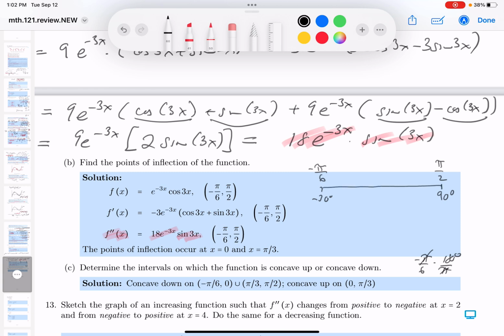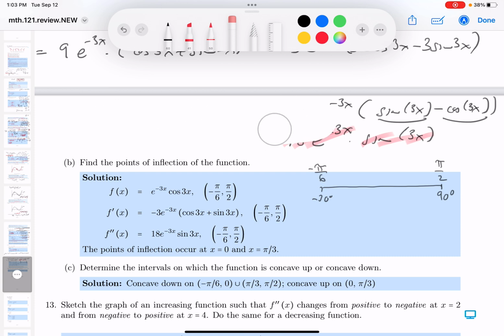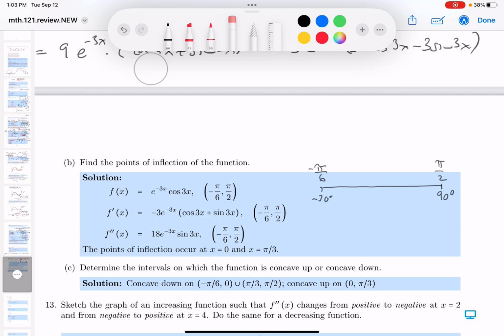Okay, what do you do now? Let me get my eraser out. Erase this business, erase that. I'm pretty satisfied I got the correct derivative, so I'm going to erase this work over here too. I'm trying to get rid of distractions at this point.